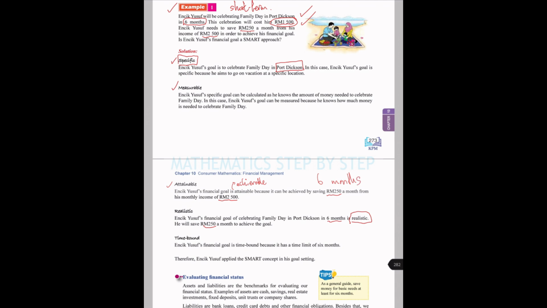Okay, so lastly, we want to check whether the goal being set is time bound. Okay, so Encik Yusuf's financial goal is time bound because it has a time limit of 6 months. Okay, so therefore Encik Yusuf applied the SMART concept in his goal setting. Okay, this is very important. Whenever we want to set a goal, we should follow this SMART concept.